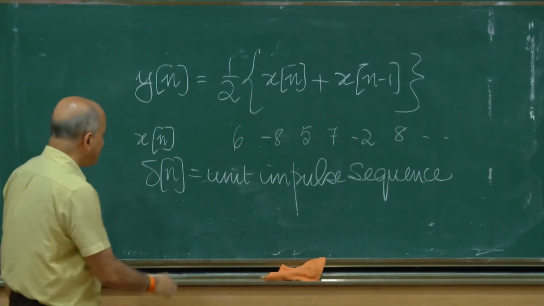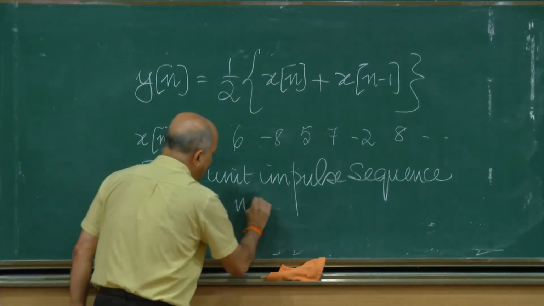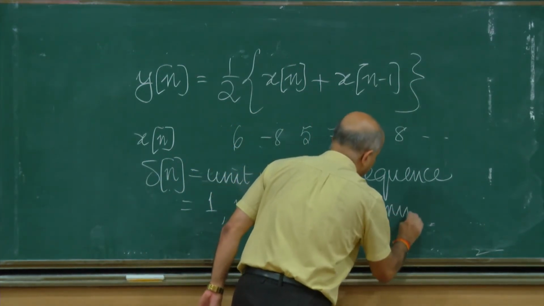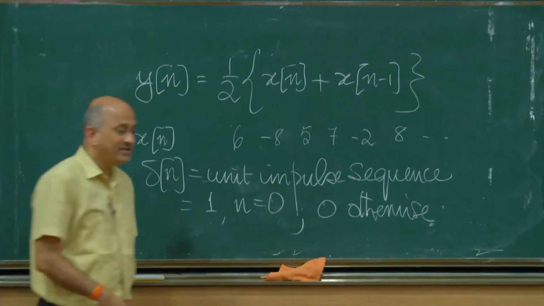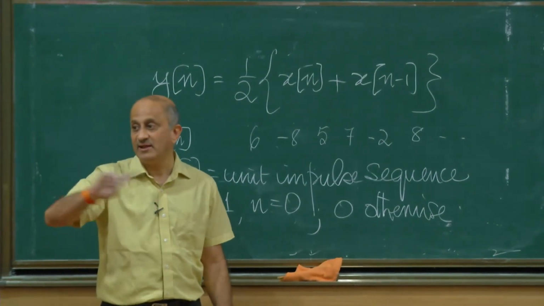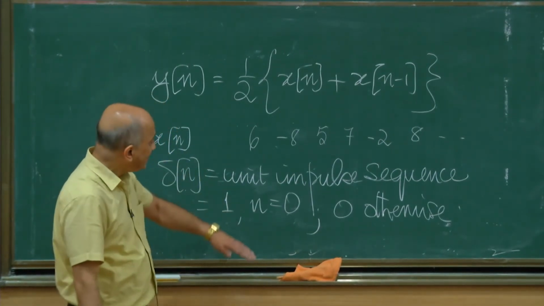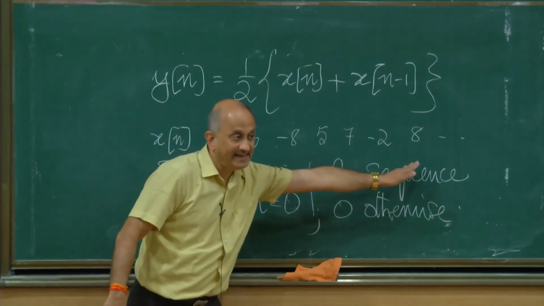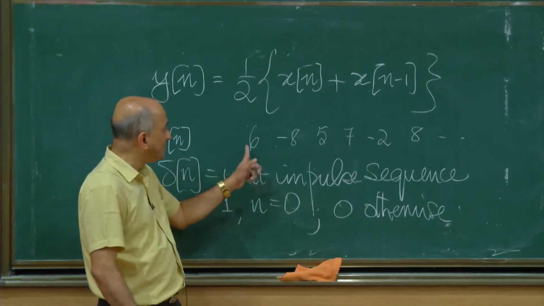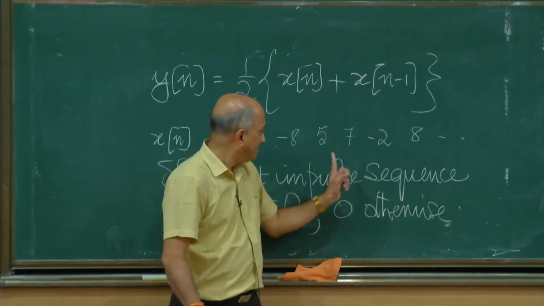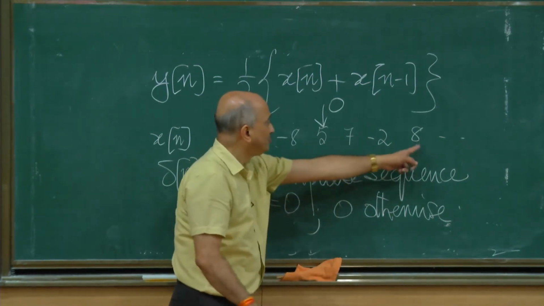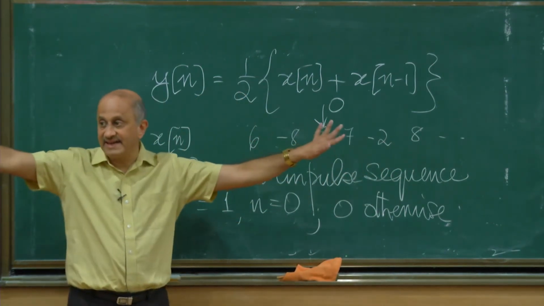And this sequence is 1 for n equal to 0 and 0 otherwise. Right? So it's 1 when n is equal to 0 and 0 everywhere else. Can we think of this? Let's take this sequence to be a finite length sequence. So it's a sequence which goes only from -2 to, well, this was 0 here. So -2 to +3, and it's 0 outside that interval.